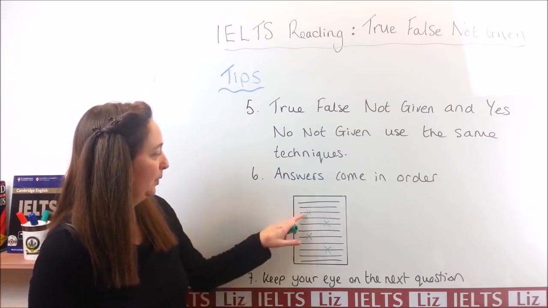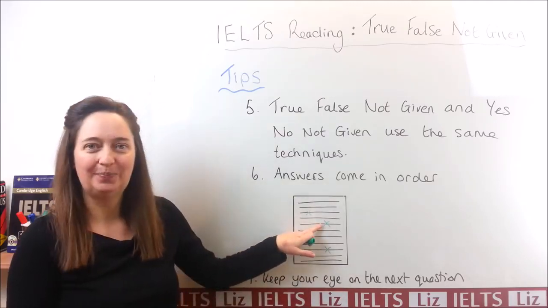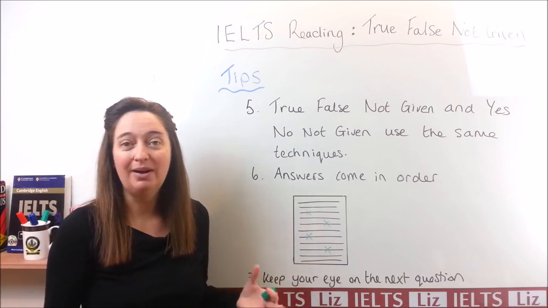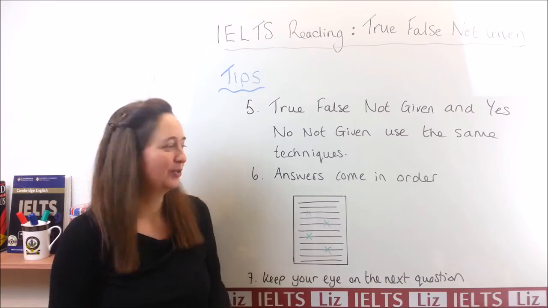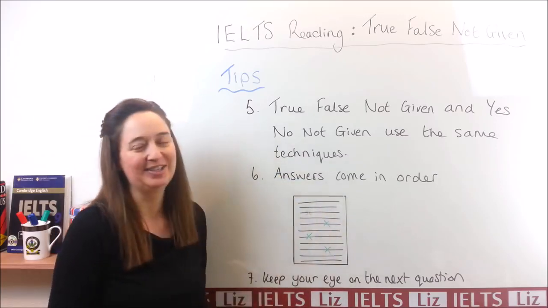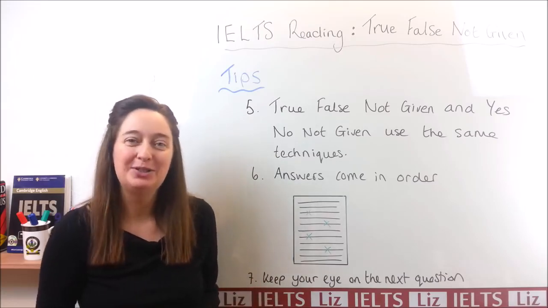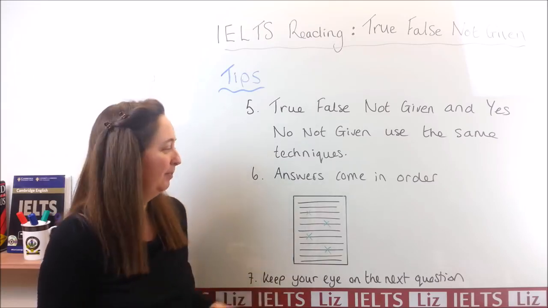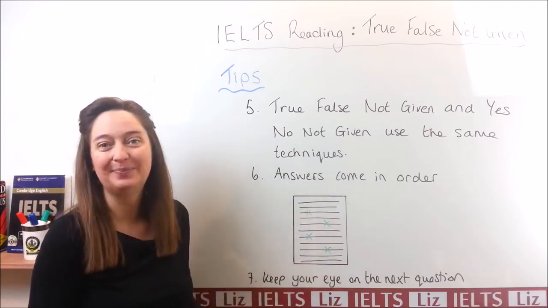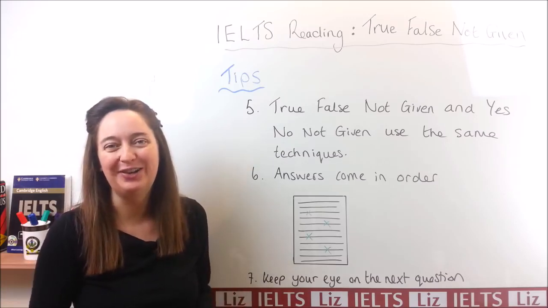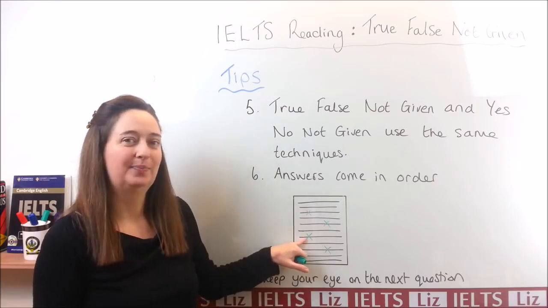So, for example, we know this is question number 1, and we're trying to find question number 2. Now, question number 2 might be not given. And if it's not given, many students read the whole passage to try to find it. Well, don't do that, because the answer to question number 2 must come between number 1 and number 3. It cannot come after. So don't waste time trying to find the true, false, not given. Keep your eye on the next question as well.